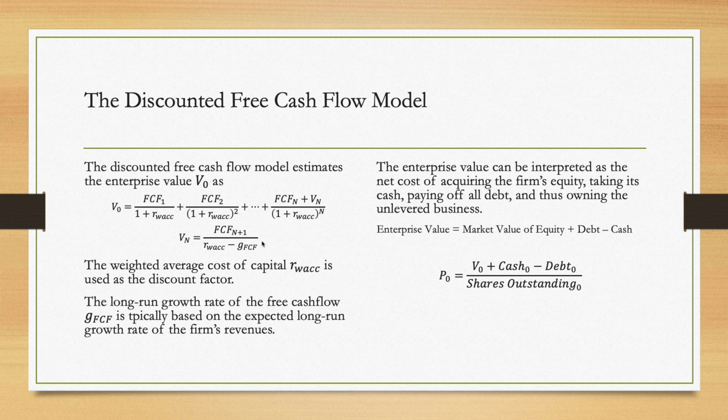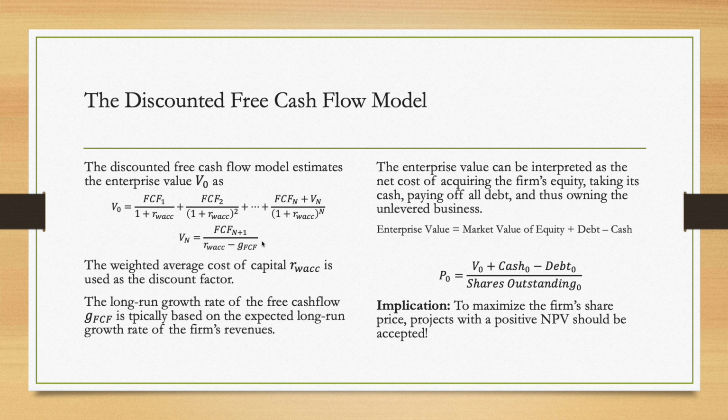Because the firm's free cash flow is equal to the sum of the free cash flows from the firm's current and future investments, we can interpret the firm's enterprise value as the total net present value that the firm will earn from continuing its existing projects and initiating new ones. With that being said, the implication of the discounted free cash flow model is that to maximize the firm's share price, projects with a positive NPV should be accepted.